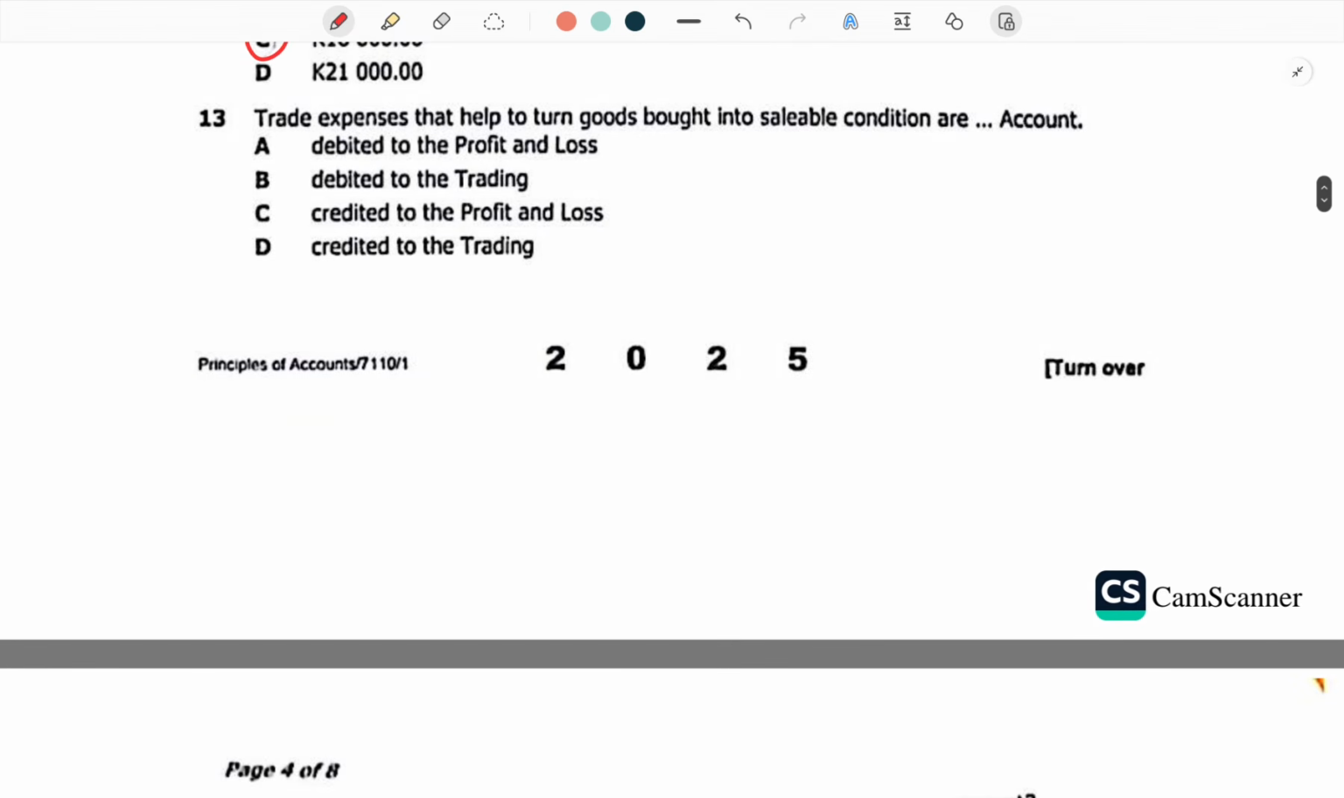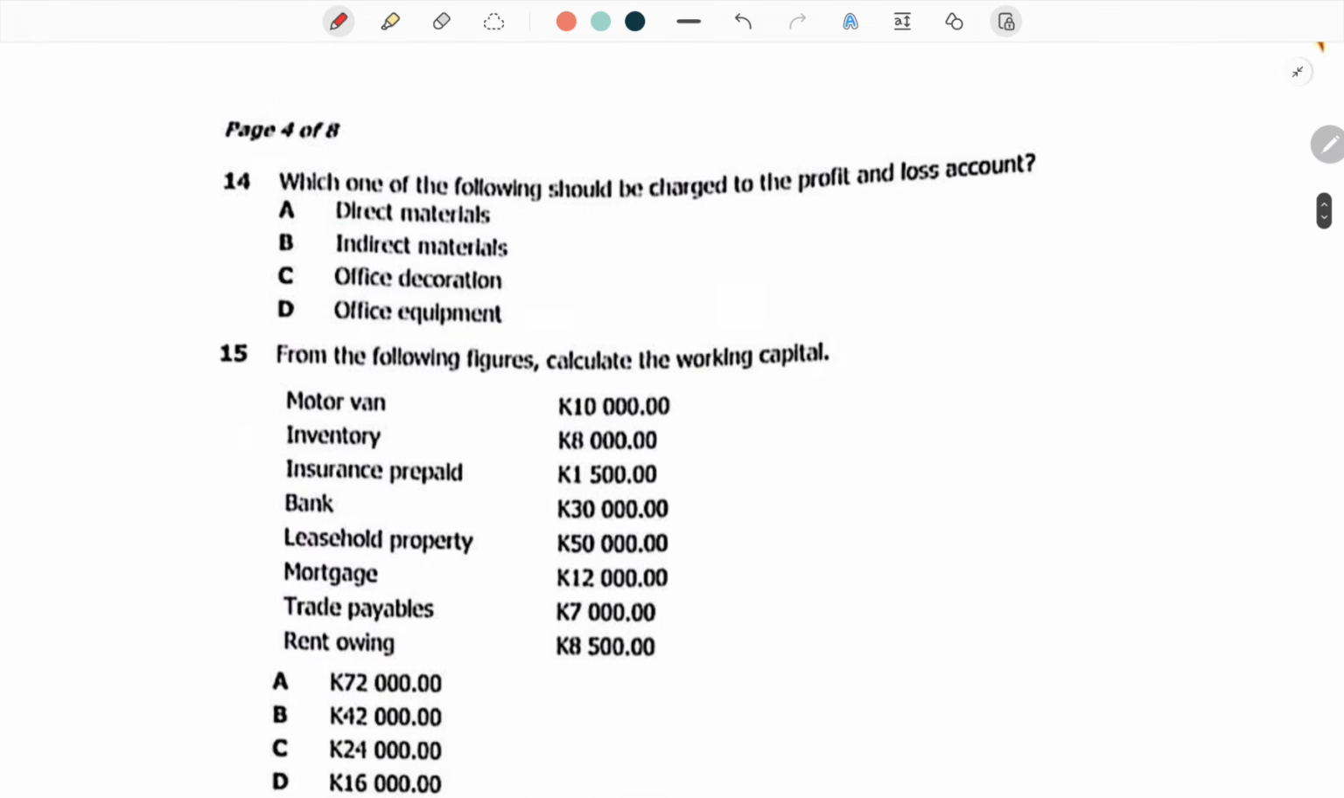We go to 13. Trade expenses that help to turn goods bought into sellable condition are dash account. Okay, so debited to the trading account. So the best answer is actually B.